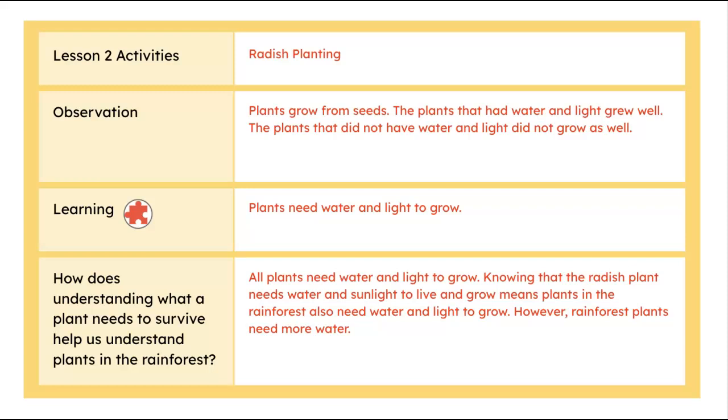From the discussion, students should understand that all plants need water and light to grow. Knowing that the radish plant needs water and sunlight to live and grow means plants in the rainforest also need water and light to grow. However, rainforest plants need more water. You'll begin this discussion in the Explain portion and finish it in the Elaborate portion.